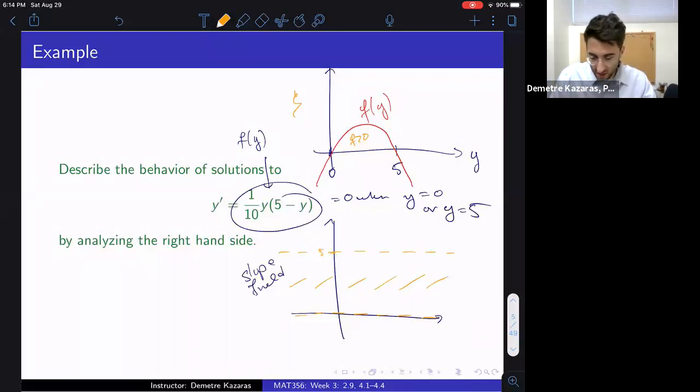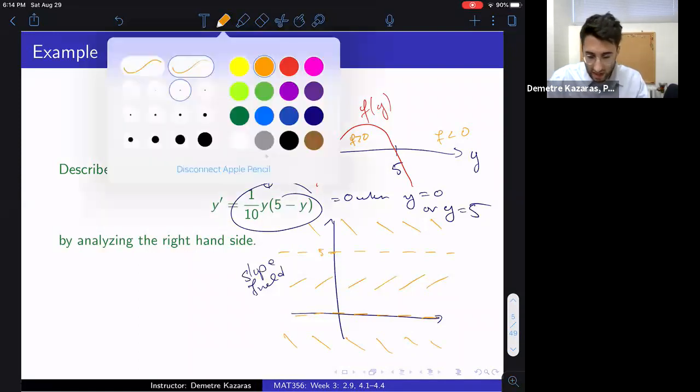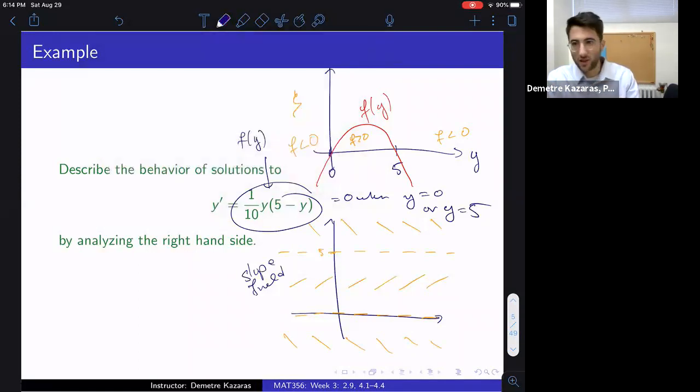All right, and then as we go above height 5, f becomes negative. So I'll draw some downward slope lines above height 5. And what about below 0? Well, f is negative there, so I should draw negative slope lines down there. Okay, so now we've done what you could call phase line analysis or slope field analysis of this differential equation. Now let us use that to describe the long-term behavior of solutions.